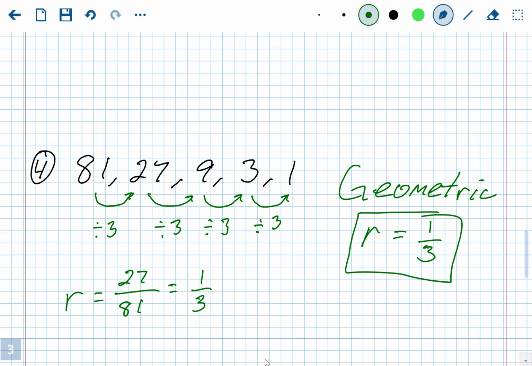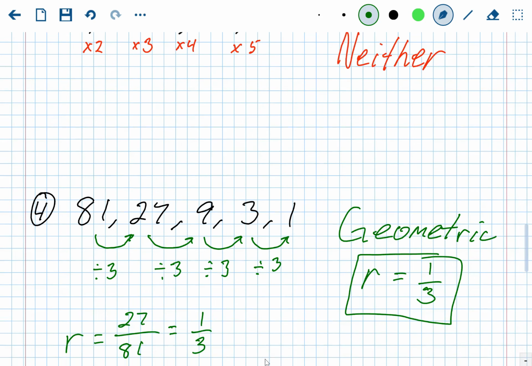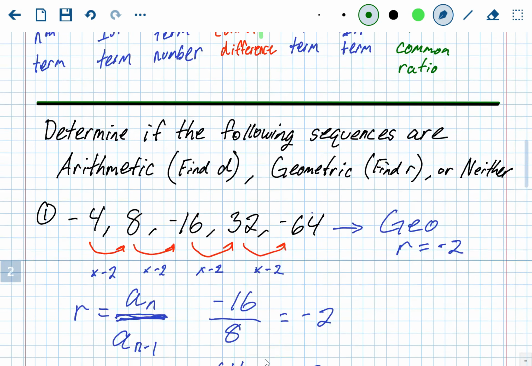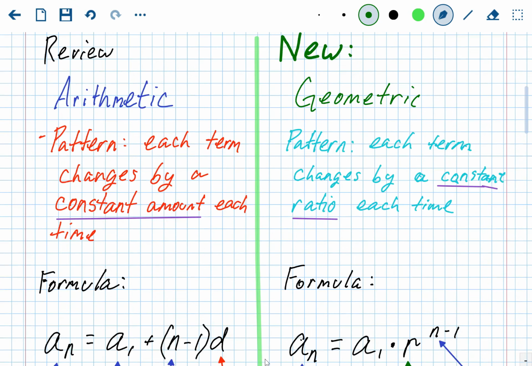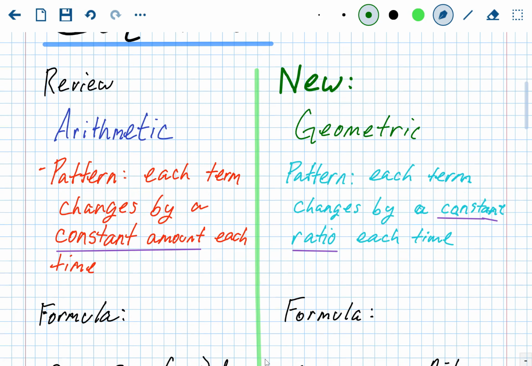All right, so that's just the basic recap of arithmetic sequences, which we talked about previously, and introducing geometric. Again, the main difference here is that an arithmetic sequence is adding the same number to get to the next term, and geometric is multiplying by the same number to get to the next term.